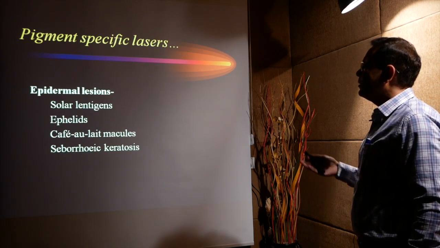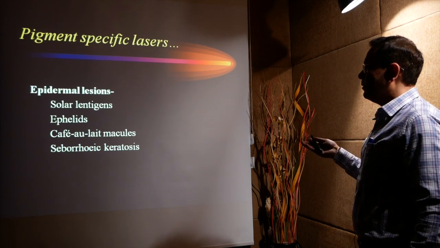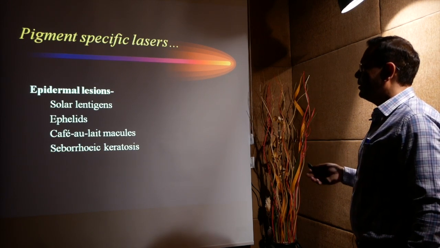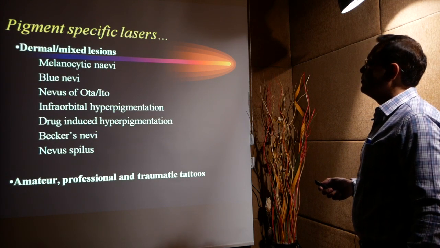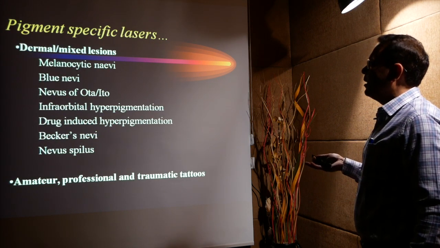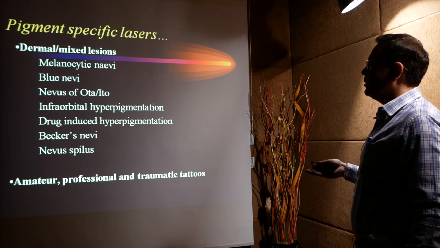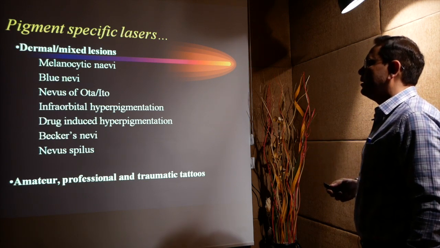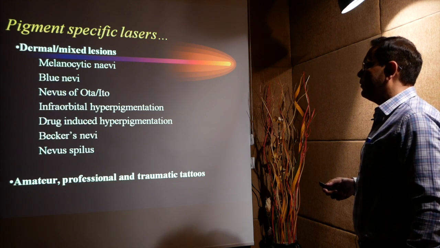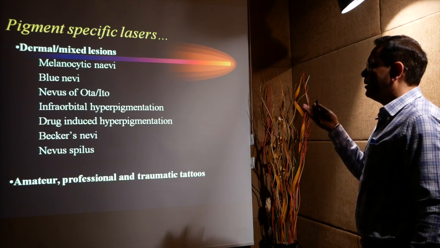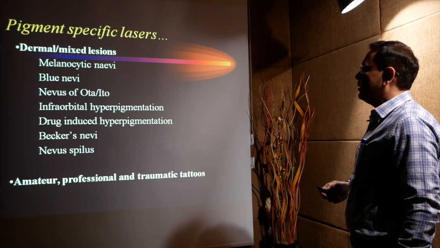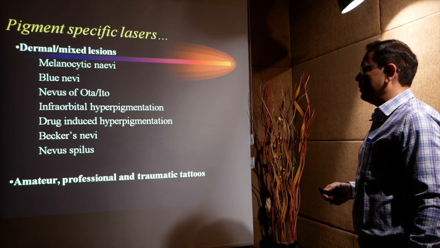So indication are epidermal lesions. One is solar lentigos, ephelides, café au lait macules and seborrheic keratosis. Now dermal or mixed lesions are melanocytic nevus, blue nevus, nevus of Ota and Ito. So this is a treatment of choice in cases of nevus of Ota and Ito. Infraorbital hyperpigmentation, drug induced hyperpigmentation, Becker's nevus, nevus spilus. So these are the common indications of dermal and mixed lesions where the pigment specific laser can be used.